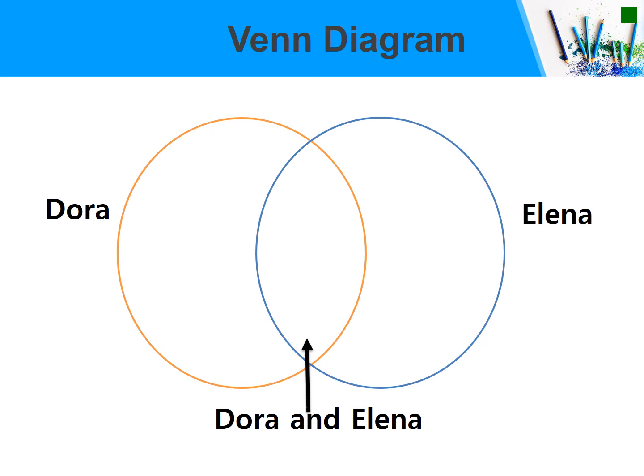Then you draw another circle overlapping the orange circle. Can you see here the blue circle? It's inside the orange circle, right? So when you draw two circles like this, you get three parts. That is, this is the first part, this is the second part, and this is the third part.